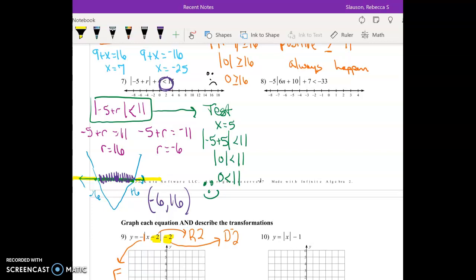So let's try number 8 now. Again, I'm going to isolate the bars. So I'm going to subtract 7 first.